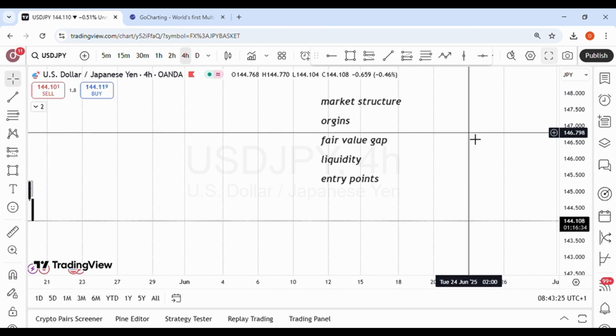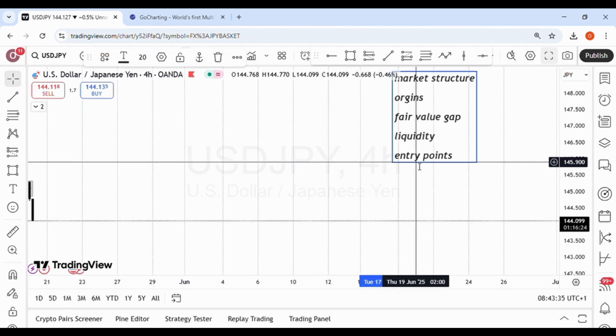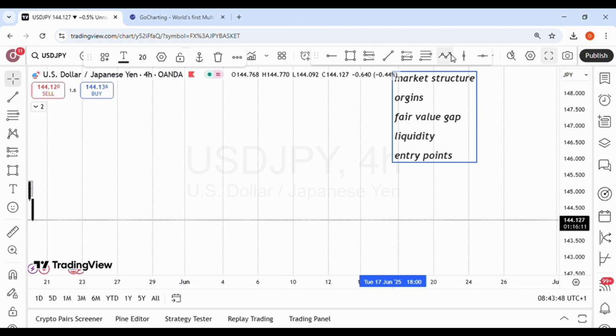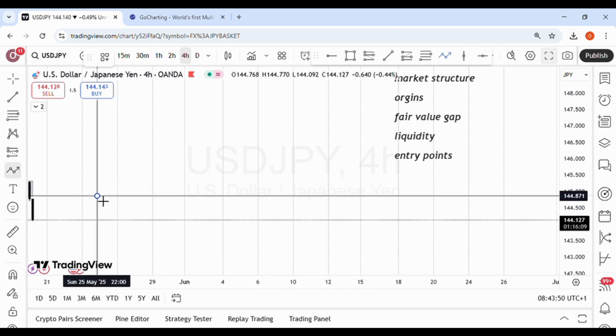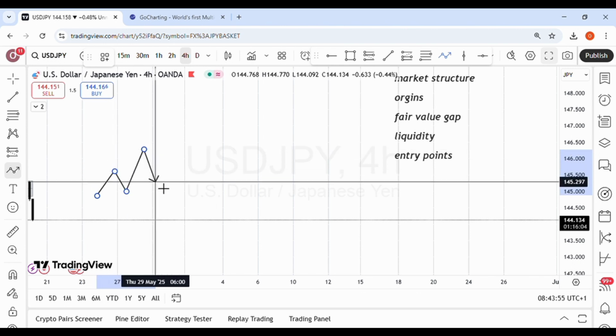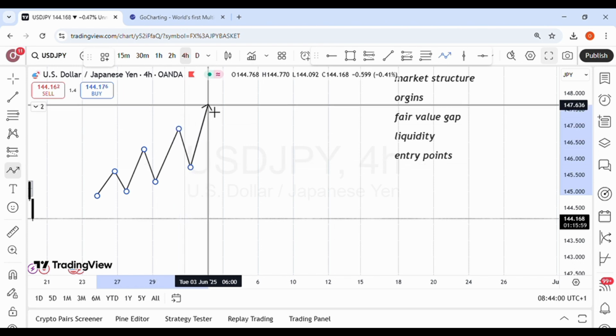Okay guys, as I said earlier, the first thing I'll be looking for is our market structure. You understand? Now, what is the market structure? Market structure simply means the market breaking structure from lower to higher, or from higher to lower. For example, when the market starts forming a higher high, higher low, higher high, higher low, it means the market is breaking structure to the upside. This is a bullish structure.